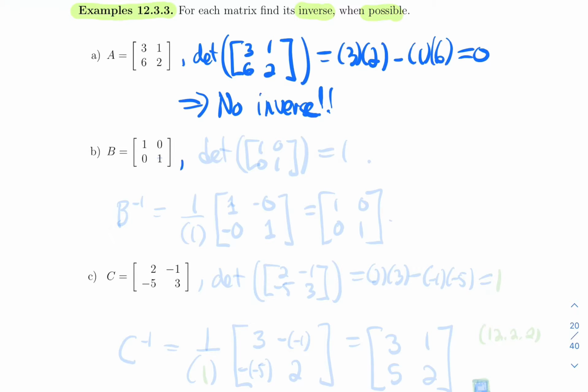Next example, so what's the determinant of the identity matrix? We've done this one earlier, so it's simply 1, so there is an inverse. So let's compute B inverse. So B inverse is 1 over the determinant, which is 1.